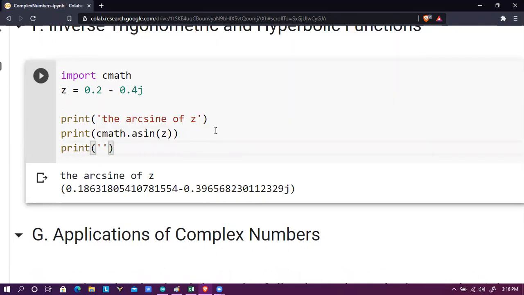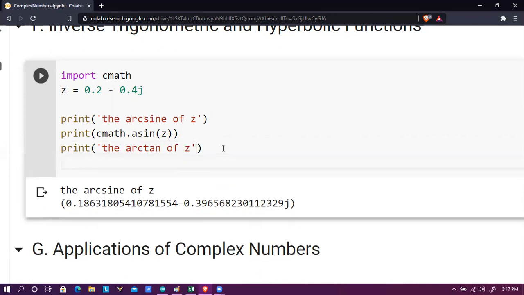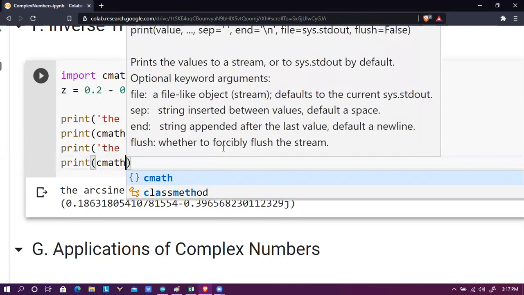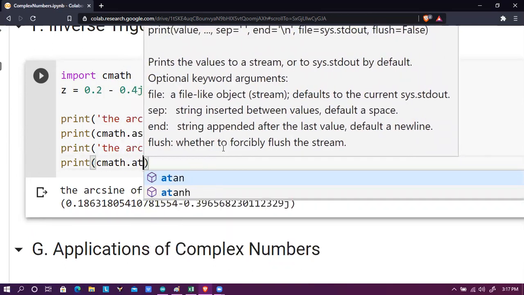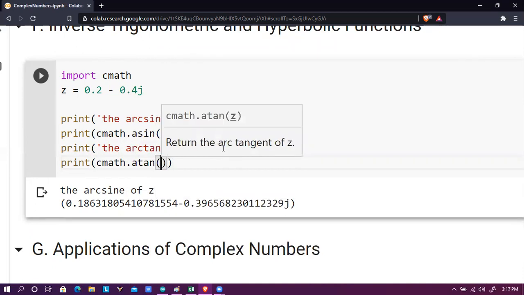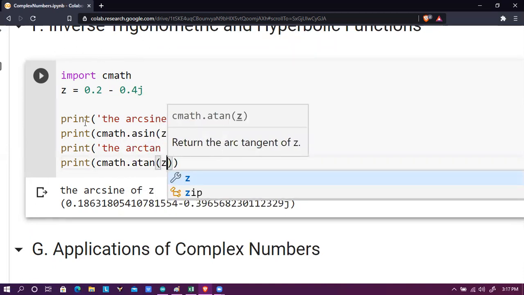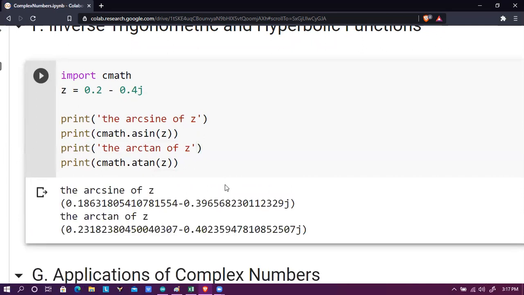Okay, now let's try another one. Let's print the arc tangent of z. The arc tangent of z is very simple. Just type CMAT dot atan of z. Run the code, and there you go. You have the arc tangent of z.